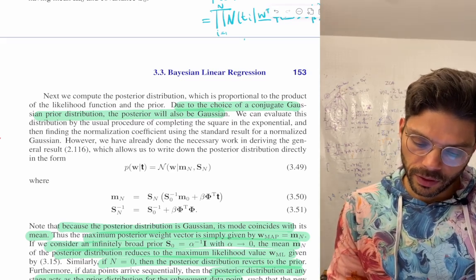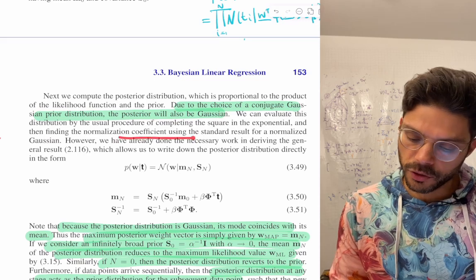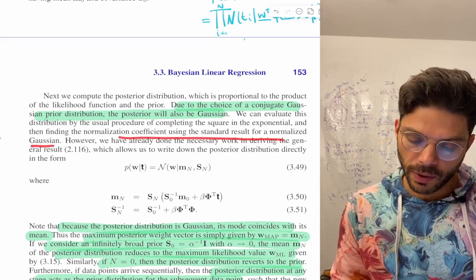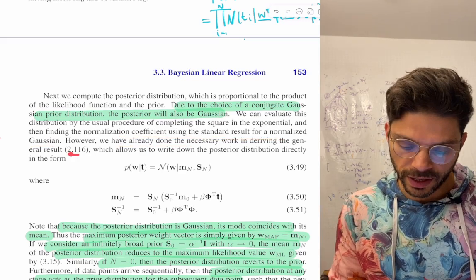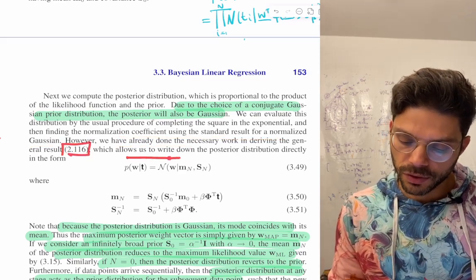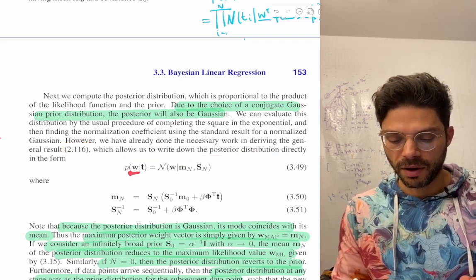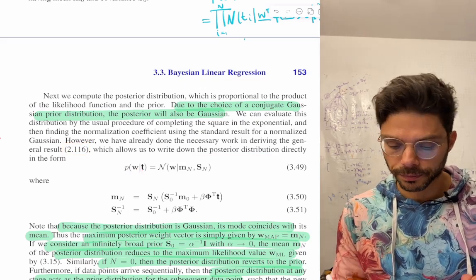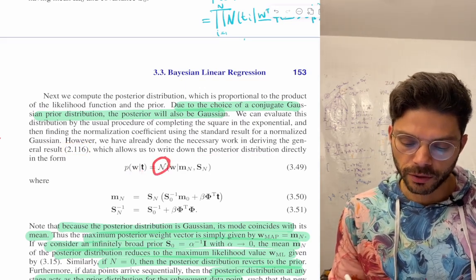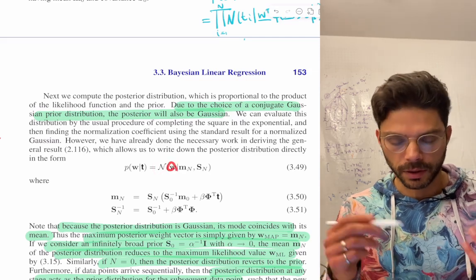And then finding the normalization coefficient using standard result for normalized Gaussian. However, we've already done the necessary work, so the answer is here, which allows us to write the posterior distribution directly in the form of, so this is now the posterior on W given the data. And now you've got your normal distribution again, obviously it's going to be on W.